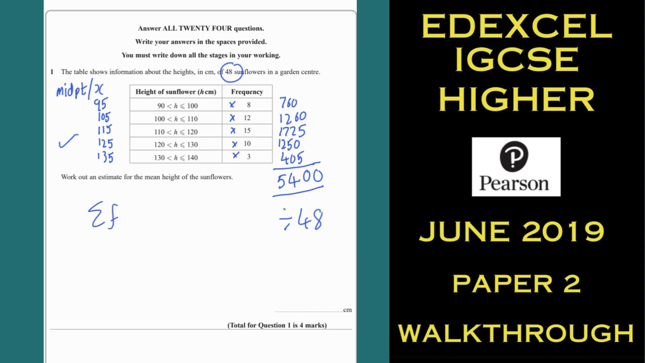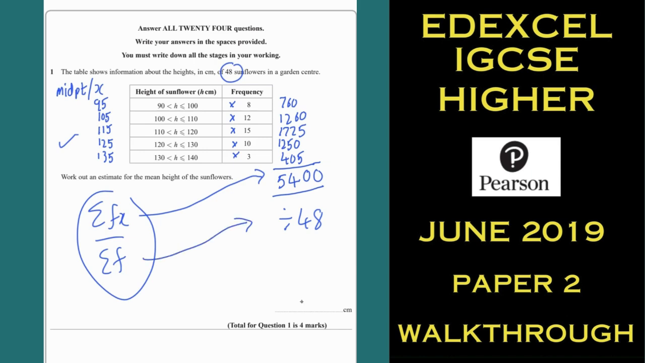Now, some of your teachers might use this notation, by the way. That's because it's how we do A-level stuff with regards to standard deviation notation and stuff like that. Sigma fx just refers to the 5,400, sigma f, as in the sum of the frequencies, in this case just means 48. However your teacher writes it out, the correct answer is 112.5.